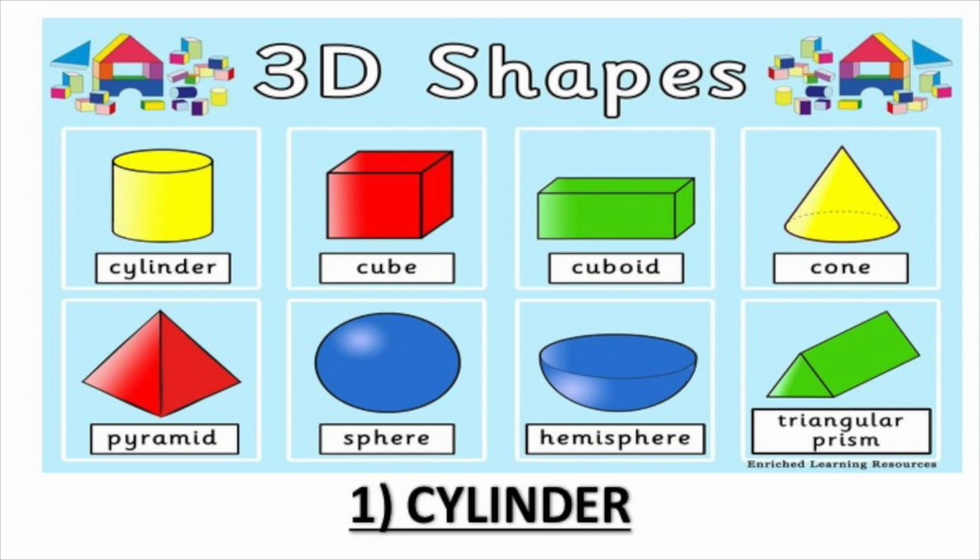Other 3D shapes we'll learn about are cube, cuboid, cone, pyramid, sphere, hemisphere, triangular prism. And you may notice that some of the 3D shapes resemble 2D shapes, but the difference is 3D shapes have different faces. Like in the cube, you can see a square, but lots of squares together is a cube.